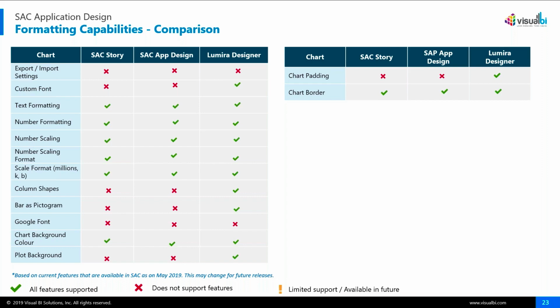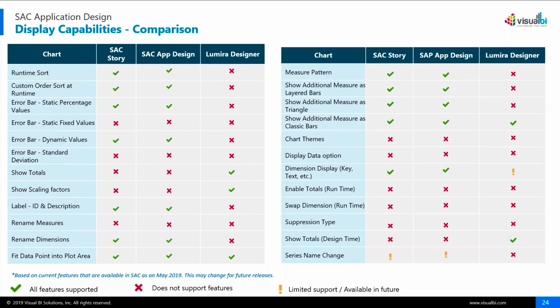And next we have the display capabilities. So even though Lumira Designer has the capability of CSS, by default there are not many features. As you see, we cannot bring in an error bar, or actually rename the measures with the native components that are available with Lumira Designer. So as we discussed in the beginning, the Visual BI extensions play an important role here, where we fill in the gaps that the native components of Lumira Designer cannot.